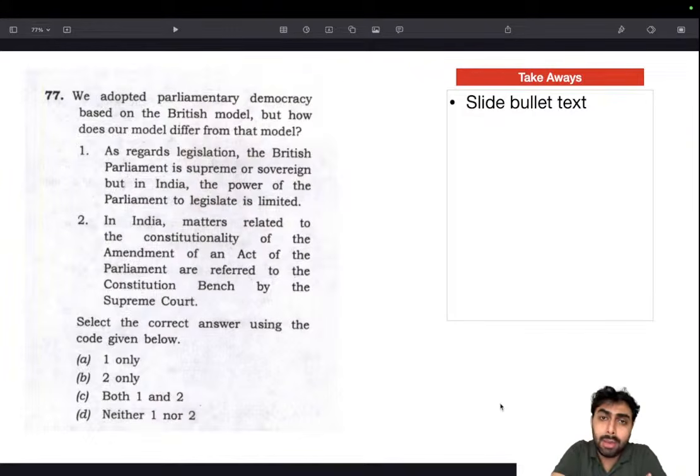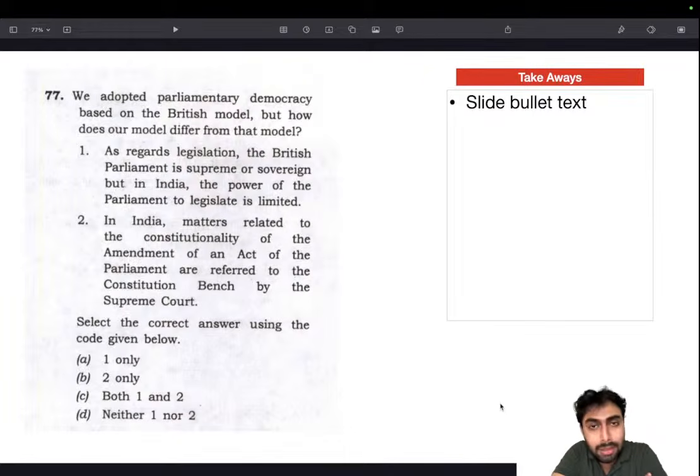This is Polity 101. I think this is the first thing you will be learning in your polity classes if you have attended a PCM session. So you might know the answer right away. As regards legislation, the British Parliament is supreme or sovereign, but in India, the power of Parliament to legislate is limited. Yes. The parliamentary nature of both countries is different, because here Parliament is sovereign but not supreme. Our Parliament is sovereign but not supreme, and people think that judicial supremacy is practiced. No, we have a constitutional supremacy.